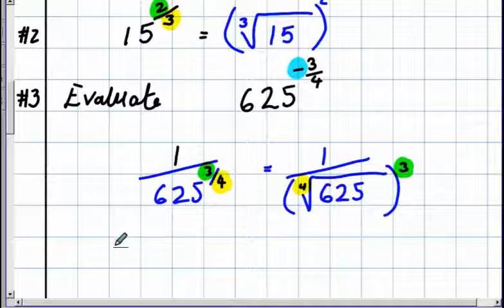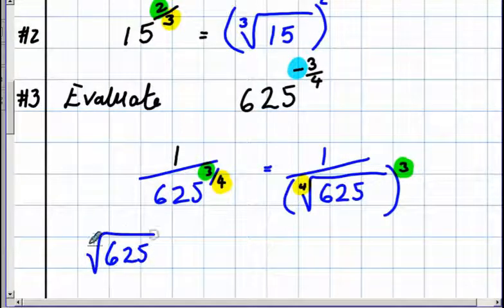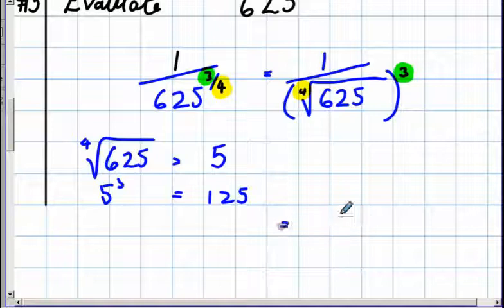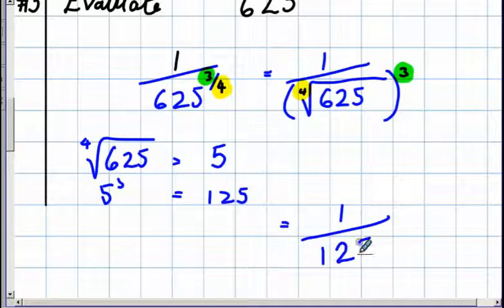So let's do it in stages. What is the fourth root of 625? And it'll almost always be a whole number if it's in a non-calculator paper. It's 5. And 5 cubed equals 125. So there we go. My answer is 1 over 125.